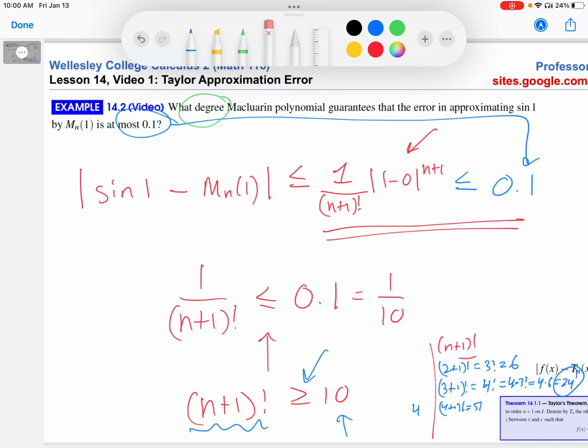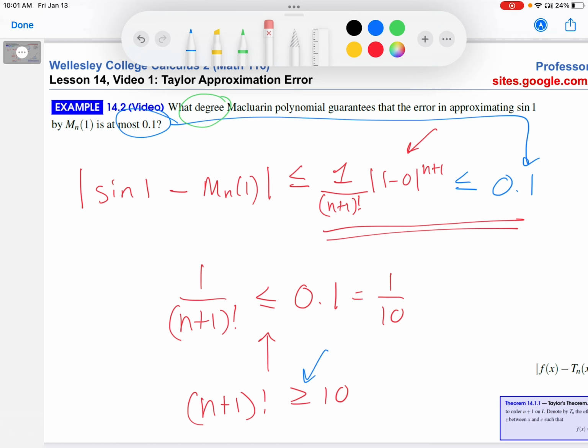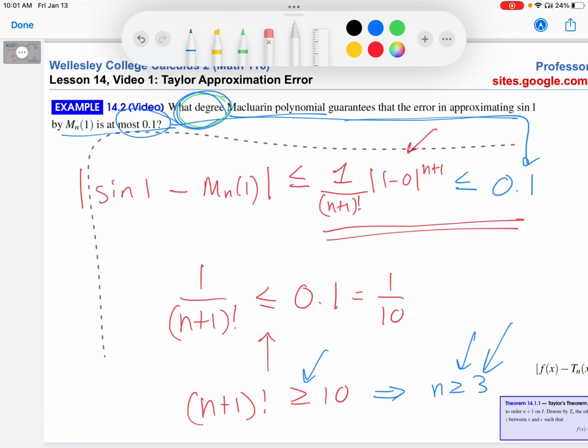So I'll erase this and then write out the conclusion, which is that if we're looking for an n value such that n plus 1 factorial is bigger than or equal to 10, n bigger than or equal to 3 is what we're looking for. So how would we then express this as the answer? We would say, well, we were looking for the degree Maclaurin polynomial that guarantees blah, blah, blah. Well, now we have an answer. At least 3, right? n bigger than or equal to 3, at least 3. Okay, so that would be the answer.